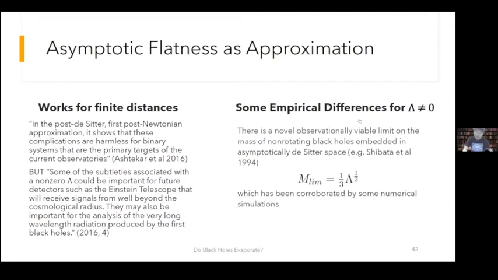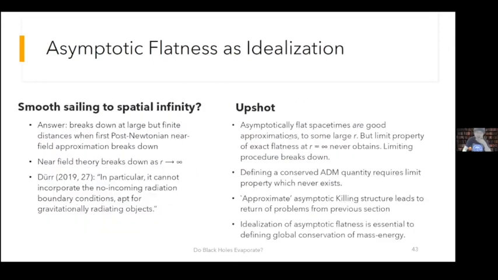There's a novel observationally viable limit according to Ashtekar. On non-rotating black holes, there's a limit based on the lambda constant. And this has been corroborated by some numerical simulations and first proposed by Shibata et al. I think in 1994. So it seems like we don't get smooth sailing to spatial infinity even as an approximation. The approximation kind of breaks down at large but finite distances, cosmological distances, when the first post-Newtonian near-field approximation breaks down. The near-field theory breaks down as R goes to infinity. And it's induced because it cannot incorporate non-incoming radiation boundary conditions.